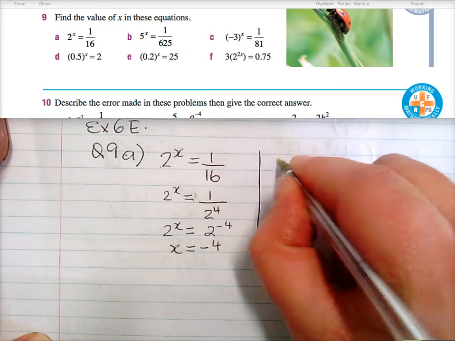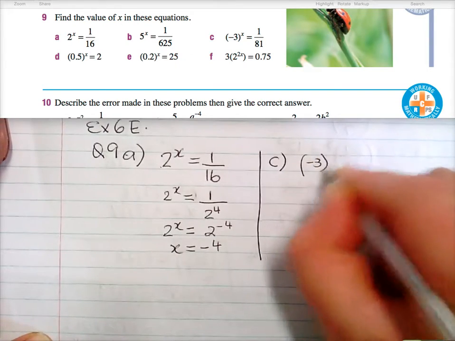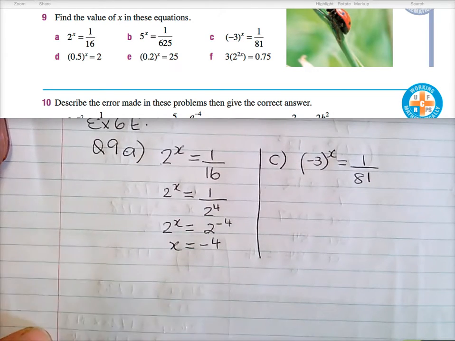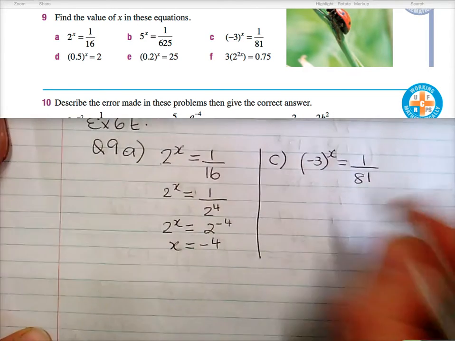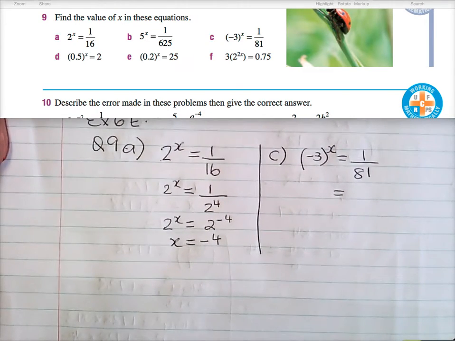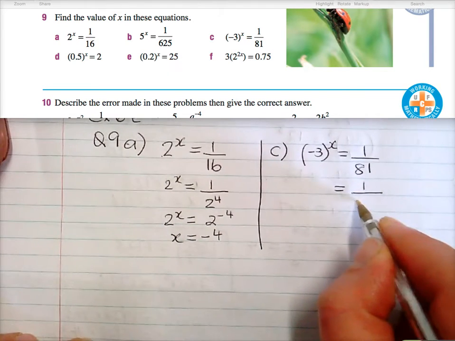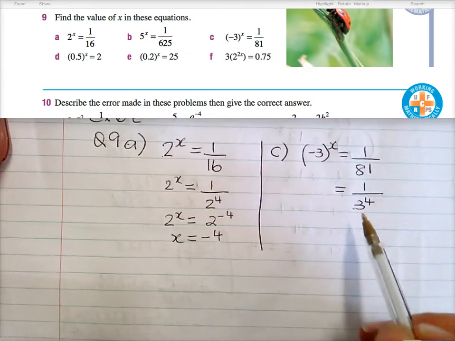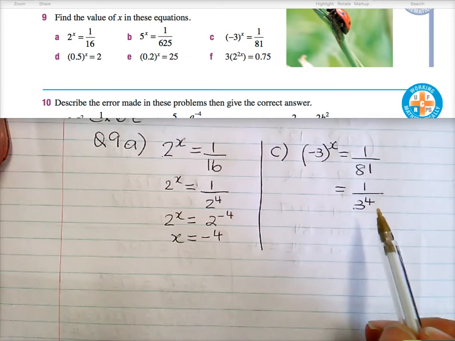Let's choose C because of the negative. Negative 3 to the power of x equals 1 over 81. Girls, this one's a bit of a tricky one. All right, girls, what are you going to do with the 81? I want it as 3 to the power of something. Start working it out. What's 3 times 3? What's 9 times 9? So what do you think 81 is? 3 to the power of what? No, it's 3 to the 4. 81, you check on your calculator, is 3 times 3 times 3 times 3.